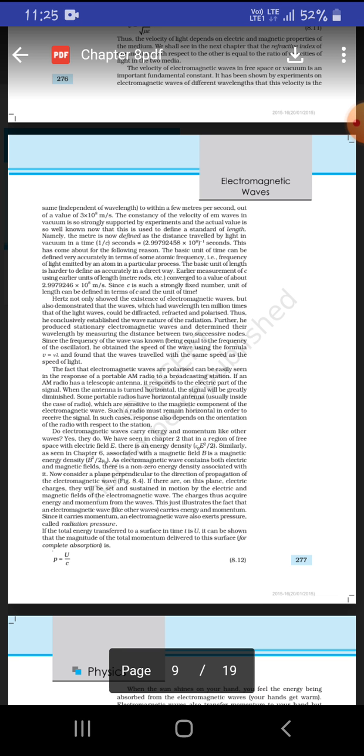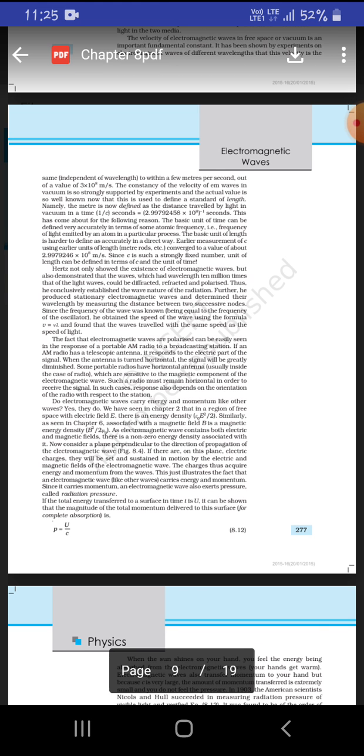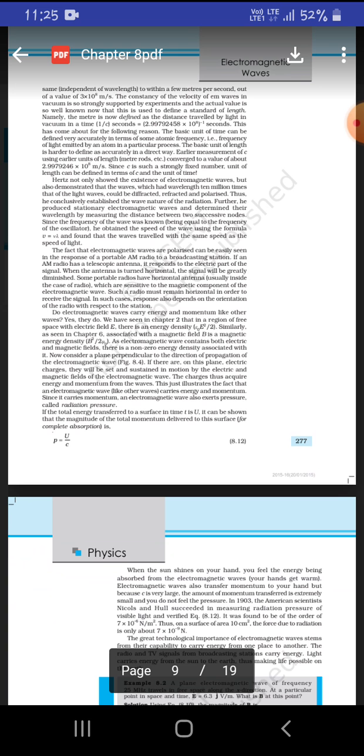We also said that waves with longer wavelength, like 10 million times, can also be reflected. The fact that electromagnetic waves can be polarized can be easily seen in the response of radio stations and signal antennas, where these are used more and more. This also illustrates the fact that they carry energy and momentum.